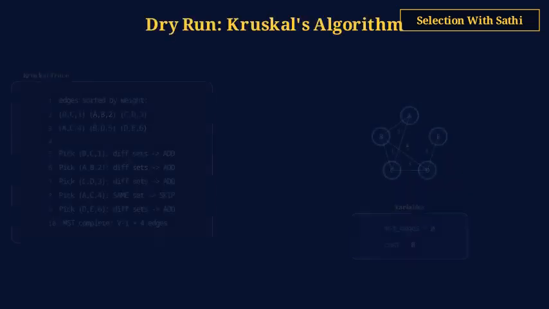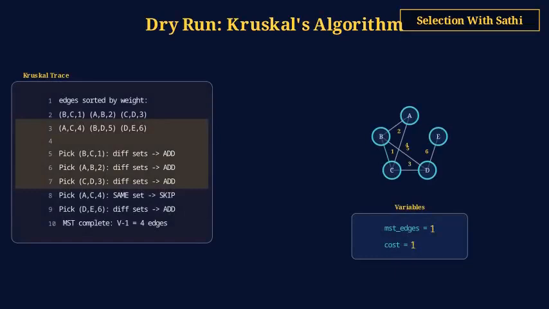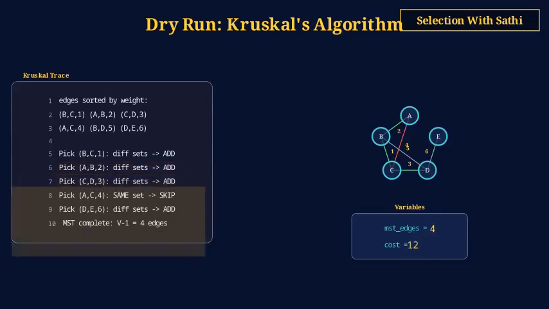Let us trace Kruskal's algorithm on a 5-node graph. Edges: A to B weight 4, A to C weight 1, B to C weight 3, B to D weight 2, C to D weight 5, C to E weight 6, D to E weight 7. Step 1. Sort edges. We get A to C 1, B to D 2, B to C 3, A to B 4, C to D 5, C to E 6, D to E 7. Pick A to C with weight 1.